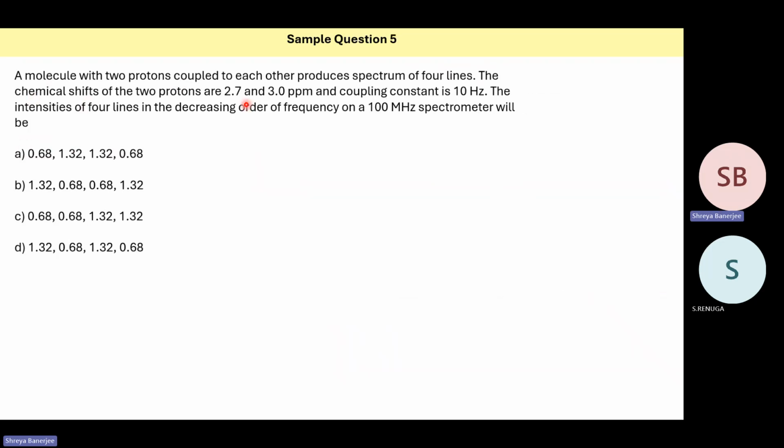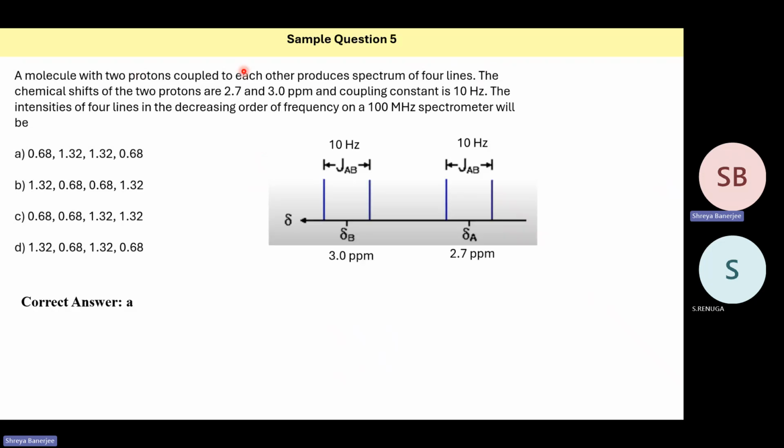Then you have this question. The question says that a molecule with two protons coupled to each other produces a spectrum of 4 lines. Now I have imagined the 4 lines here. The chemical shift of the two protons are 2.7 ppm and 3 ppm, and the coupling constant is 10 Hertz. The intensity of 4 lines in decreasing order of frequency is what?